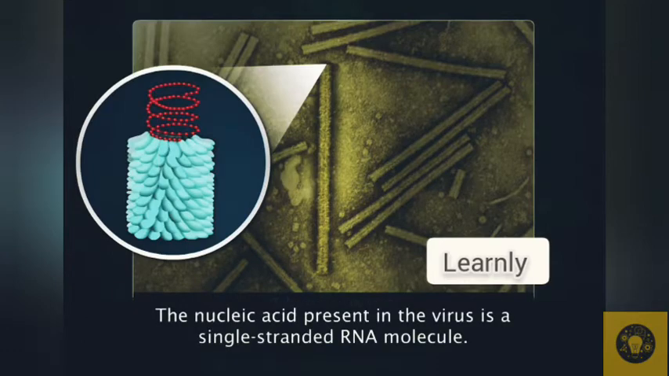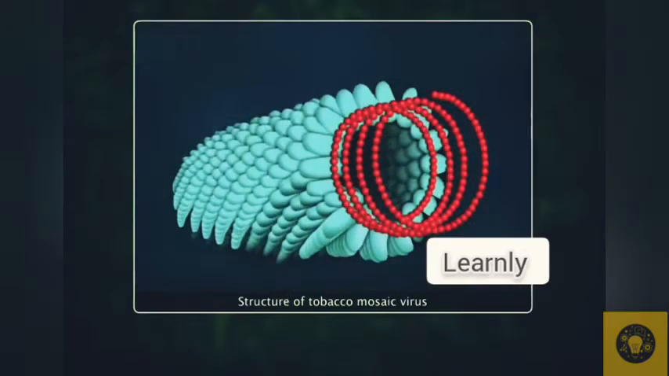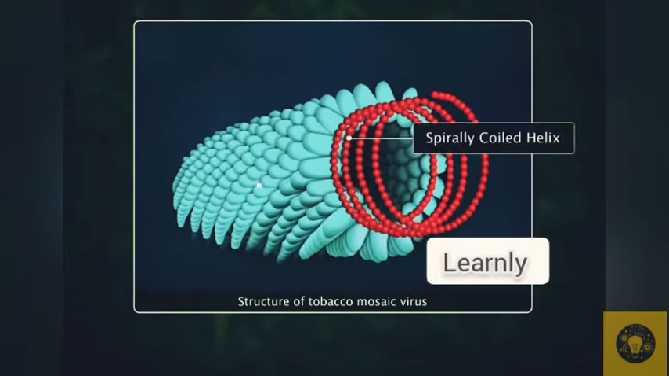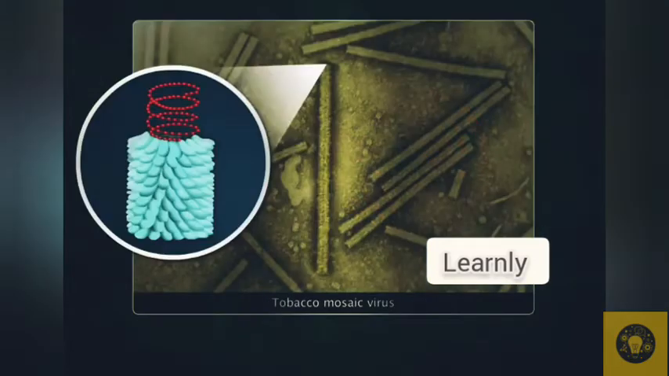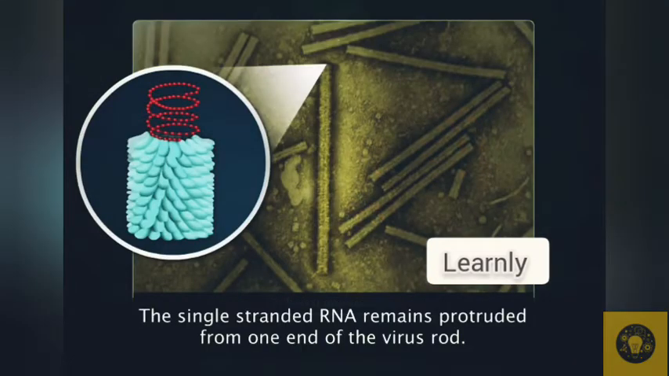The nucleic acid present in the virus is a single-stranded RNA molecule. It runs along the entire length of the rod and is present in the form of a spirally coiled helix at a radius of 4 nanometers inside the protein sheath. It remains protruded from one end of the virus rod.